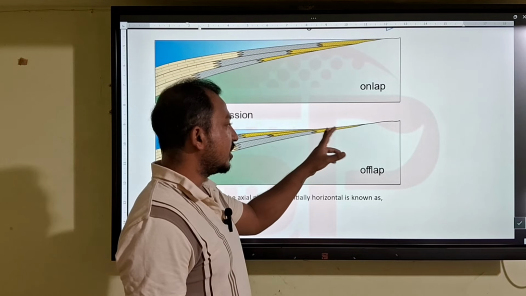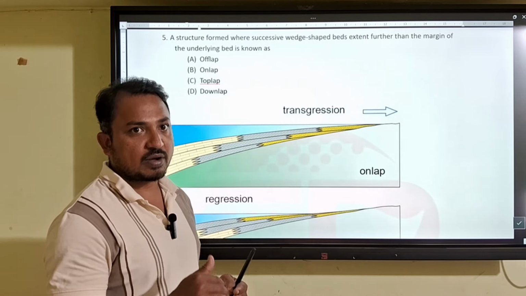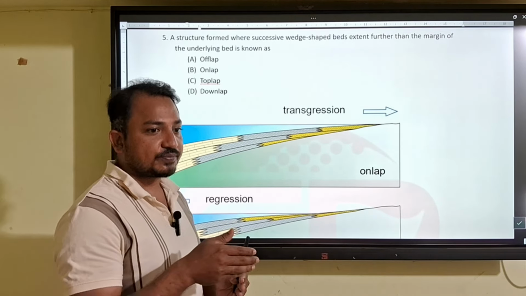And the top of the bed is called top lap. And down lap, you can take the example of clinoform type of deposition, where you can take the example of foreset beds. Foreset beds are called down lap, which extend, inclined, and touch the floor. So here the answer will be on-lap.